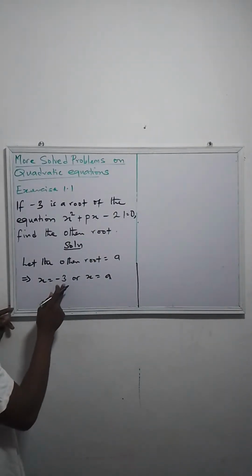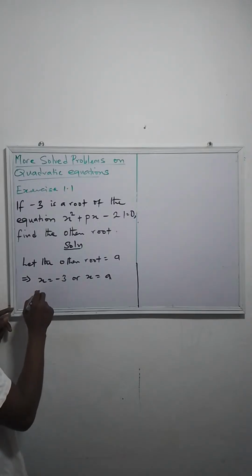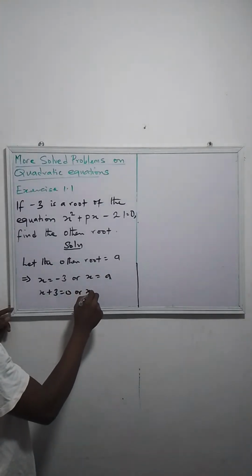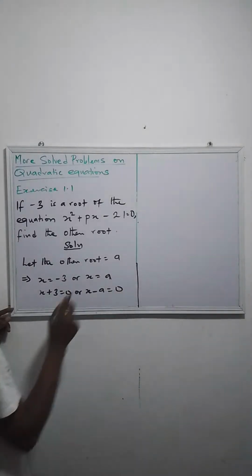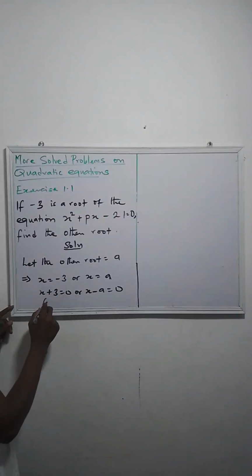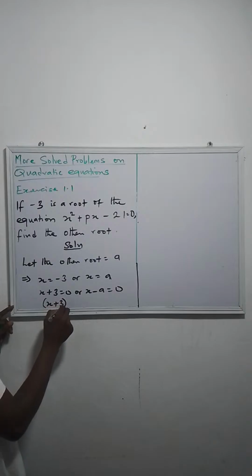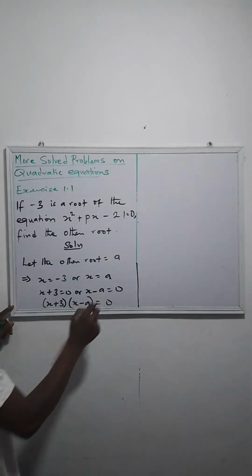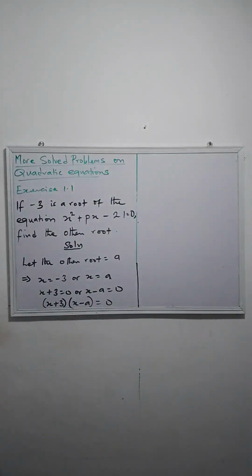So let's transpose. We have x plus 3 equals 0 or x minus a equals 0. Now we can bring this and this together. We have x plus 3 times x minus a equals 0. Okay, so the next thing is to expand.